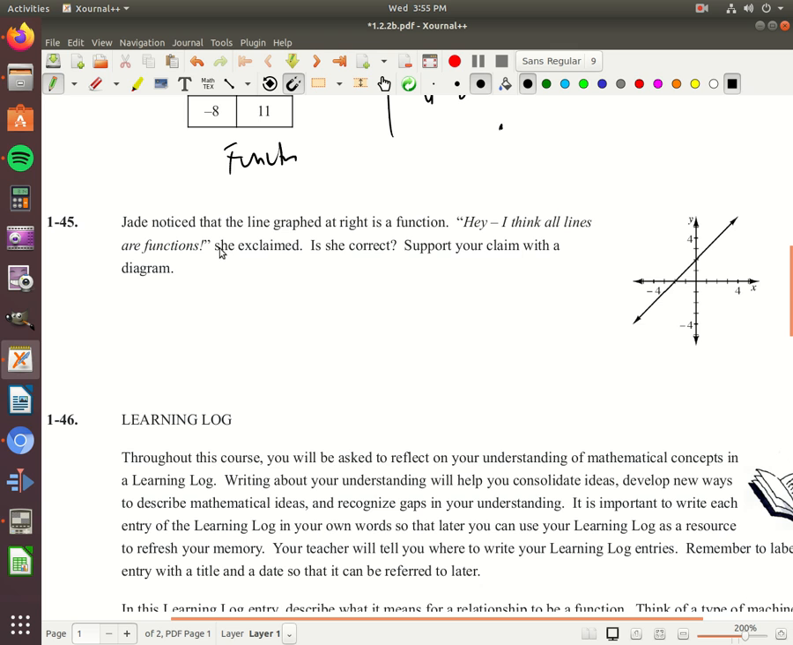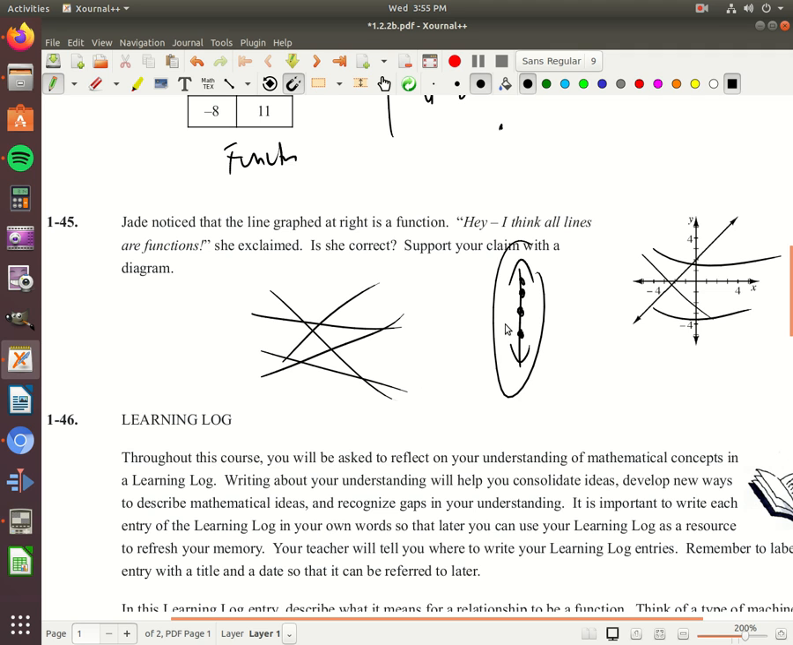And finally, Jade noticed that the line graphed at right is a function. Hey, I think all lines are functions. Well, that's reasonable to think all lines are functions. However, there is one line, a vertical line, that is not a function because at this input you have infinite outputs. So she's almost correct, but not quite. And I hope that makes sense why this is not a function. But all other lines are functions. Just that one isn't.